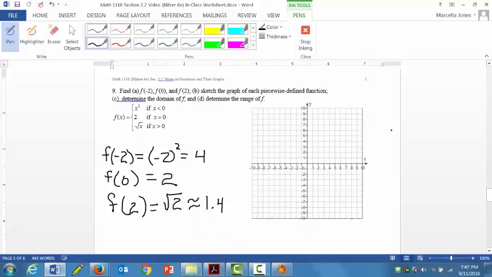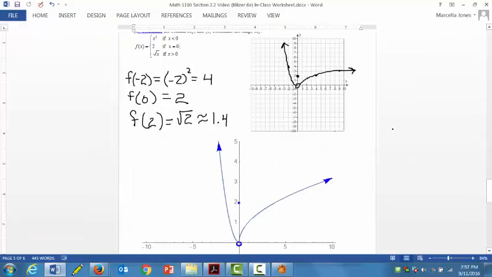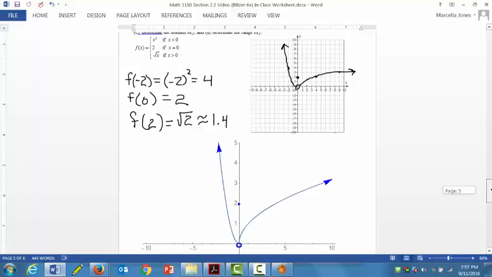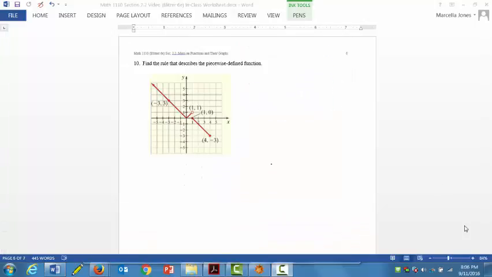So we're going to graph that in. And notice that I have an open circle at the origin because x squared is 0 at the origin, and so is the square root of x. That's not a point on the graph.